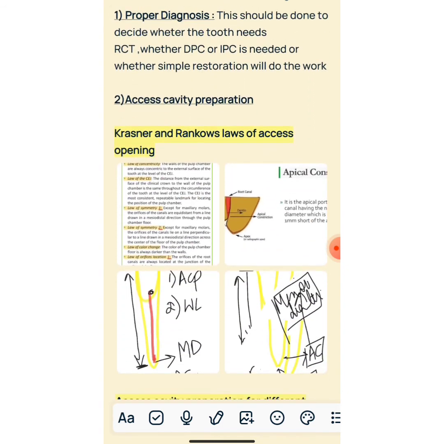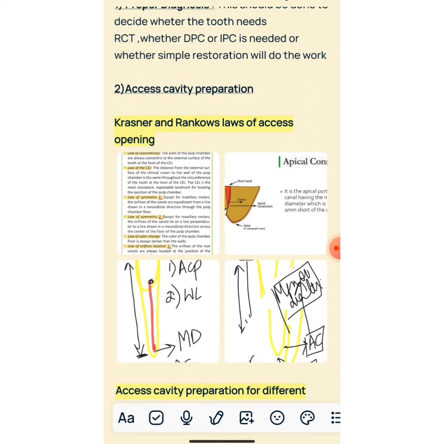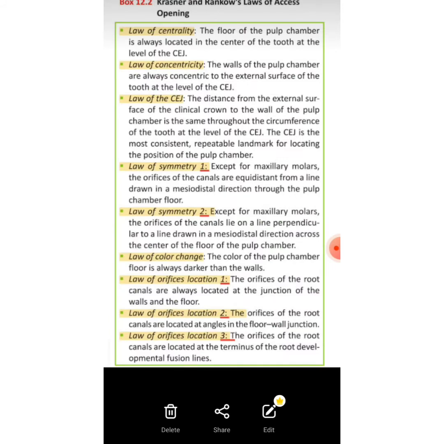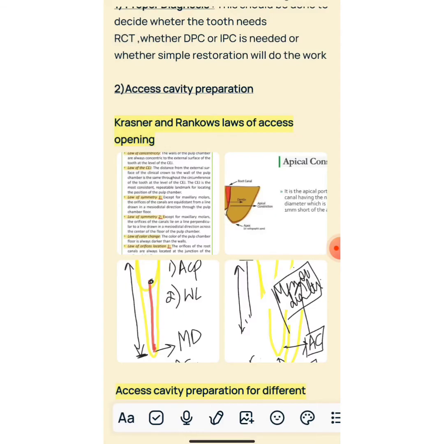So we already studied about the outline. Then coming on to the access cavity preparation. In access cavity preparation, first of all we'll study about the laws of access opening. So law of centrality. The floor of the pulp chamber is always located in the center of the tooth at the level of CEJ. So what does this mean?